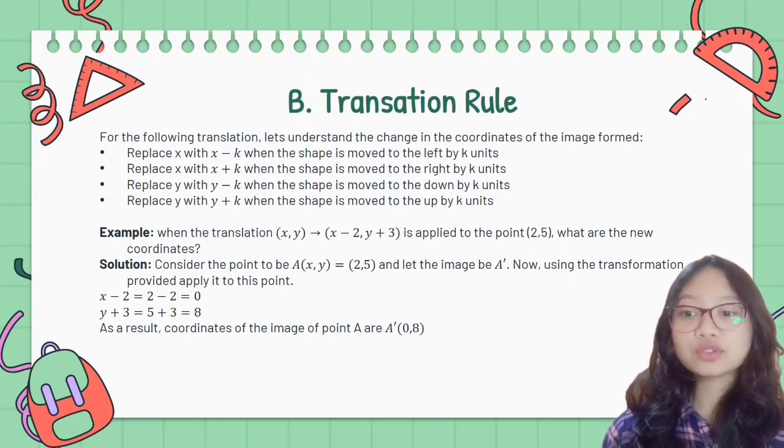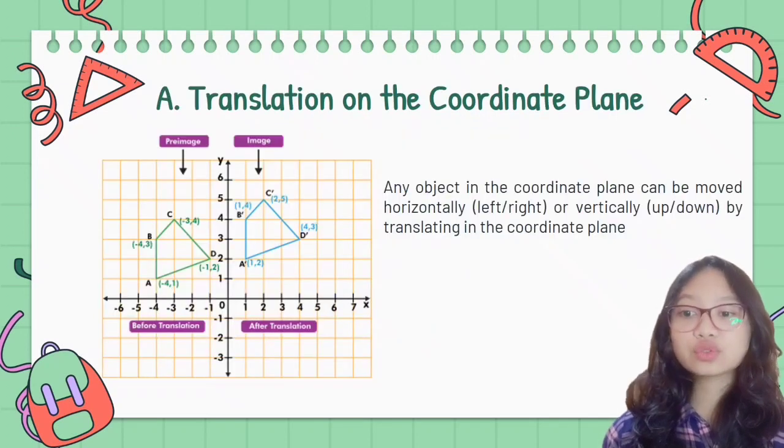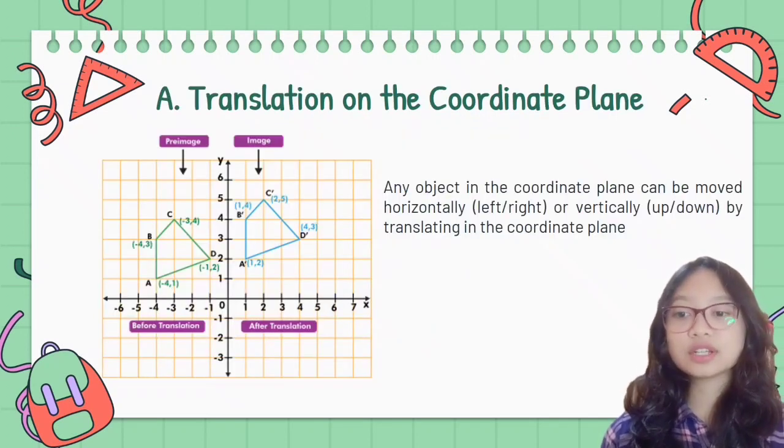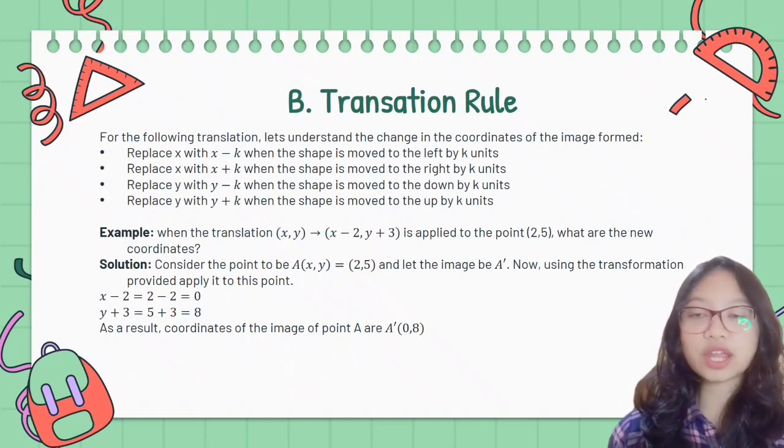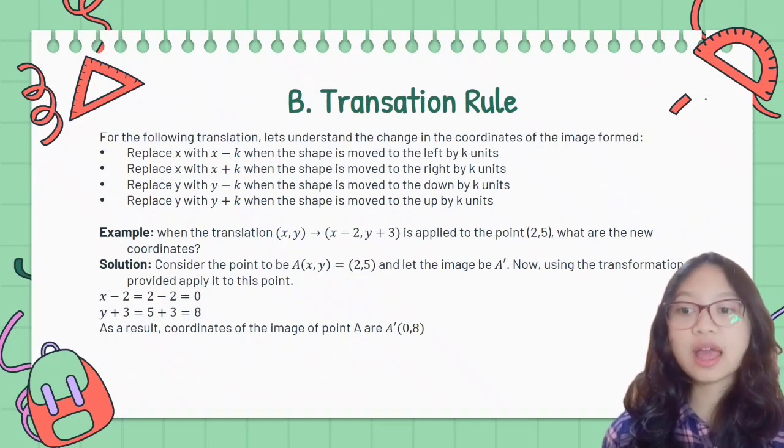x minus 2, and then we substitute the x with 2, and then we get 2 minus 2 equals 0. And then y plus 3, we substitute the y with 5, we get 5 plus 3 is equal to 8. As a result, the coordinates of the image of point A are A accent (0, 8).